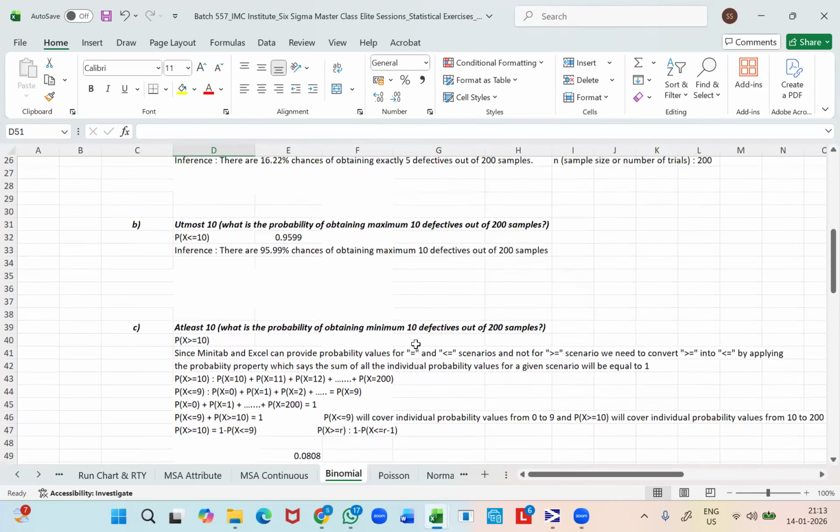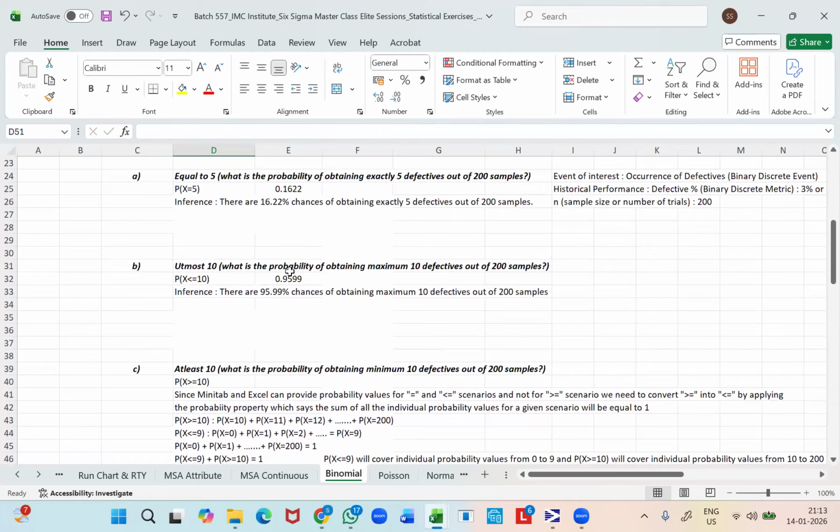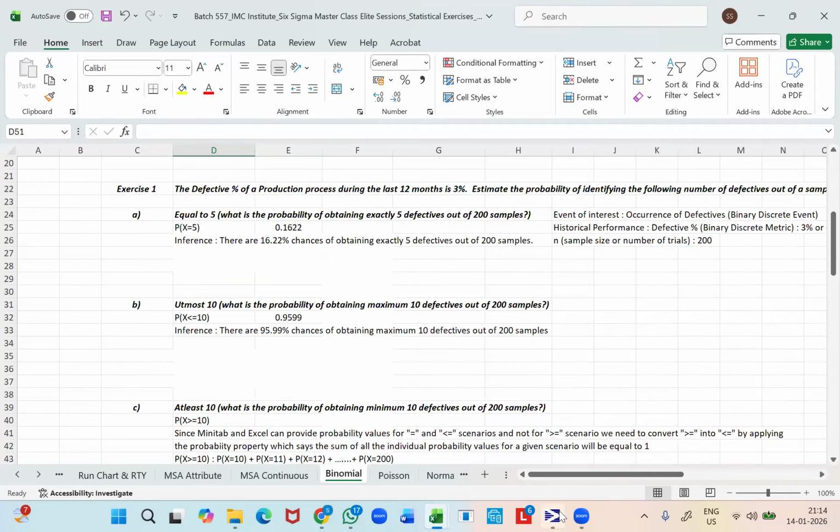Fine. So let us look at how to solve all these three sections using Minitab. And then I will also show you how to use our template to solve these exercises. And we'll also look at how to apply the AI tool to perform the calculations, right? So let me go to Minitab.